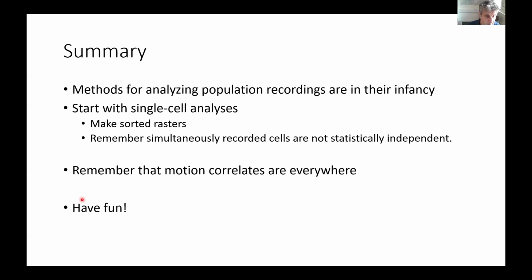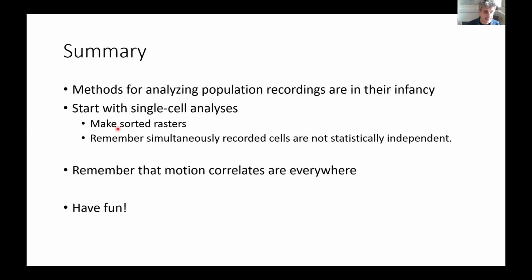All right, so to summarize, the methods for analyzing population recordings are in their infancy. We are really only just beginning to figure out how to do this. We've got this flood of data. We don't know what to do with it, and we need your help. Start with single cell analyses. Look at your data as much as possible.